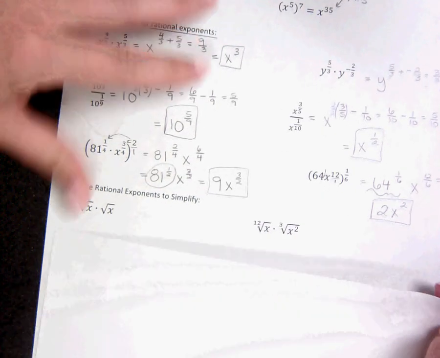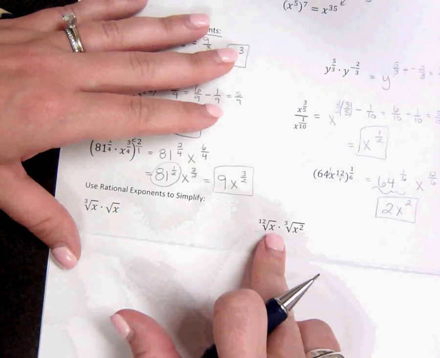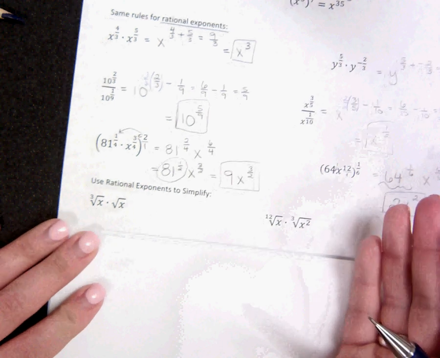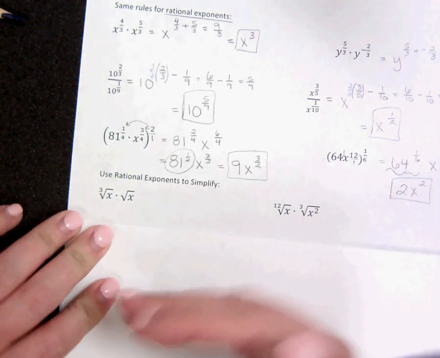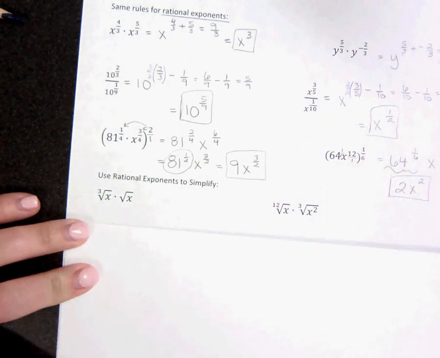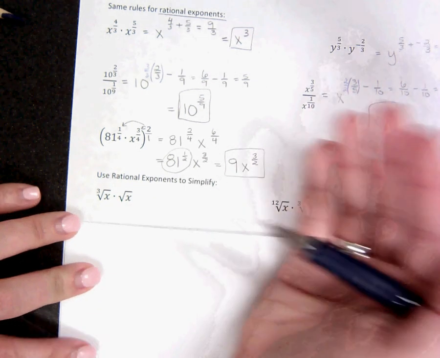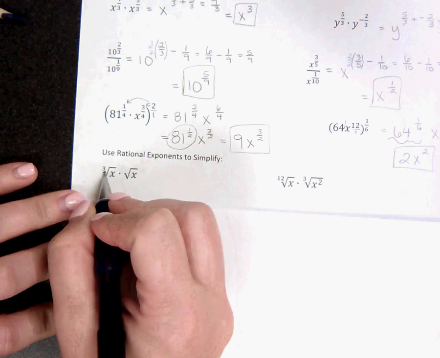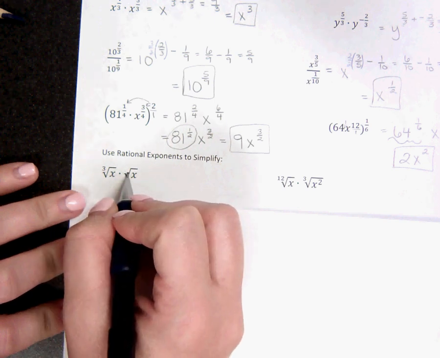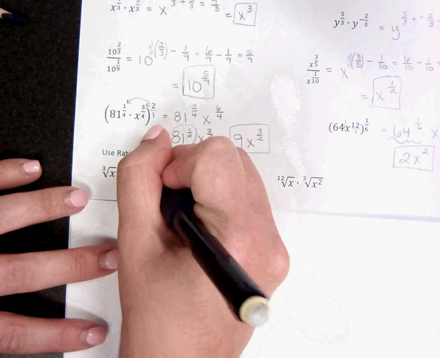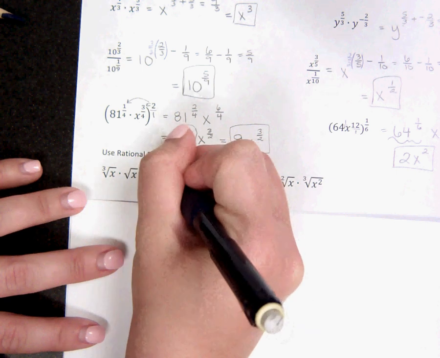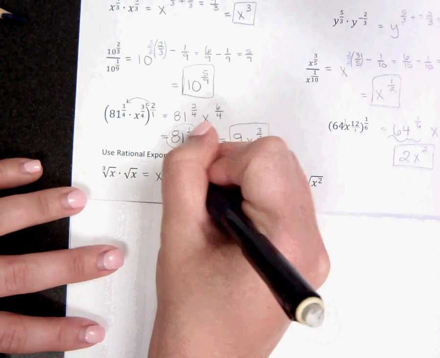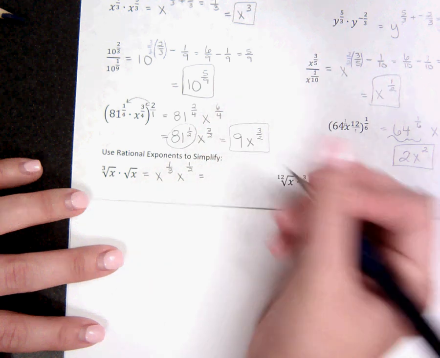A couple more. So here they are in radical form. And in radical form, it looks like there's nothing we can do with them. However, we can convert them into rational exponents, and then work with them. So before we said the roots have to match in order to multiply them together, but if we convert them into rational exponents, then I can do something with it.